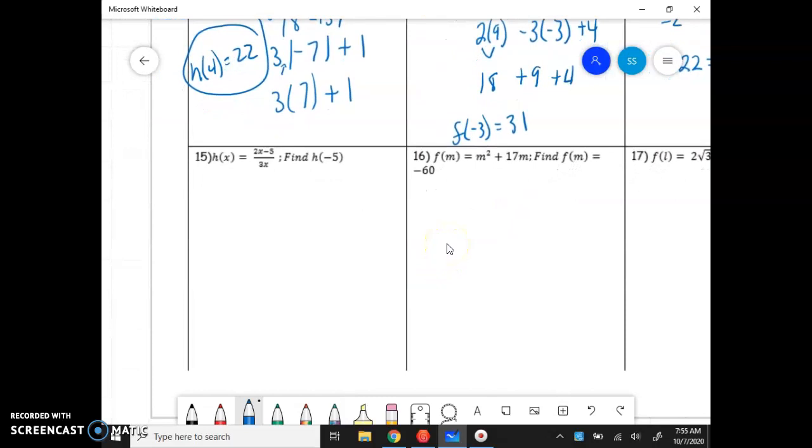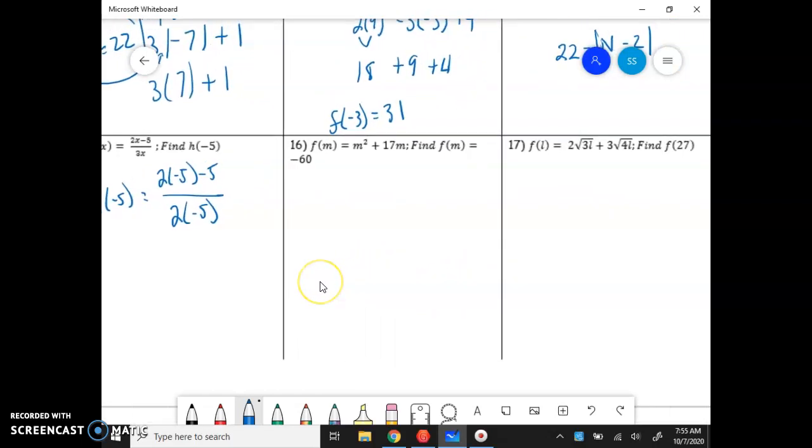Number 15. Okay, we've got h of -5 is equal to 2 times -5 minus 5 all over 2 times -5. All right, so all we need to do here is go ahead and simplify here. Make sure you're following your order of operations there, and you should be good to go there.